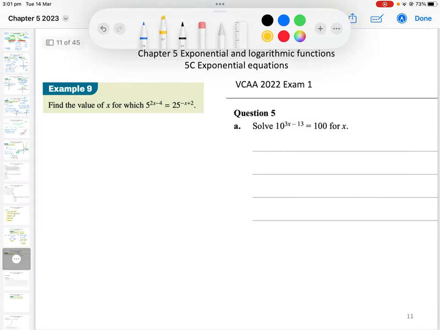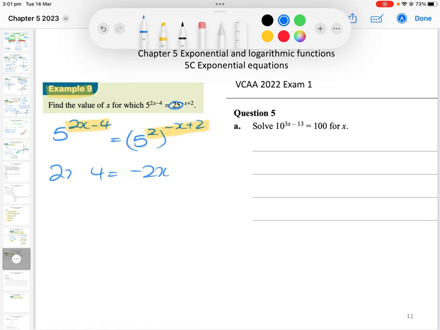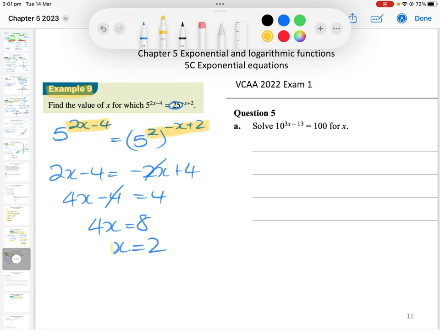All right, let's look at this one. The problem with example 9 is that the bases are not the same, but I do know instead of writing 25, I can write 5 squared. So what I know now is that 2x minus 4 is the same as 2 times minus x plus 2. So let's rearrange. Plus 2x, plus 4. So x equals 2. And then you can check your answer by substitution if you want to.